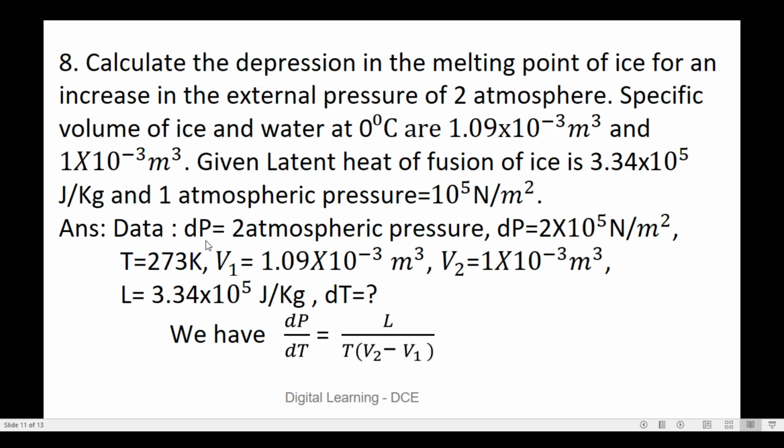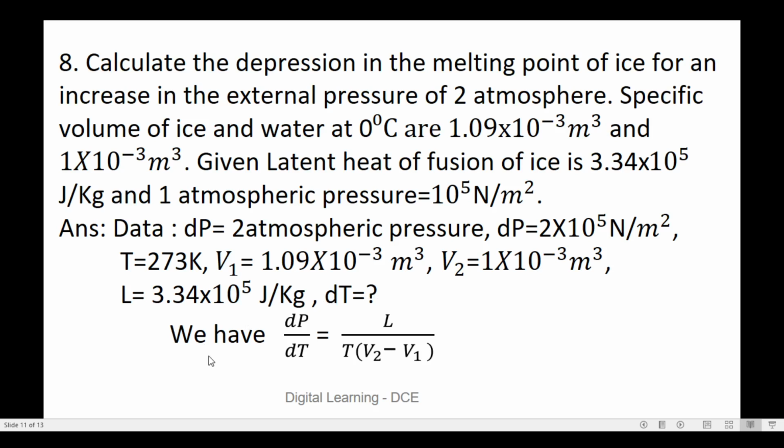In this problem, given dP equals 2 atmospheric pressure, or dP is equal to 2 into 10 to the power of 5 Newton per meter square. Temperature equals 273 Kelvin. Volume V1 equals 1.09 into 10 power minus 3 meter cube and V2 equals 1 into 10 power minus 3 meter cube. Given L is equal to 3.34 into 10 to the power of 5 joule per kg, and the depression in the melting point is dT, which we have to calculate.